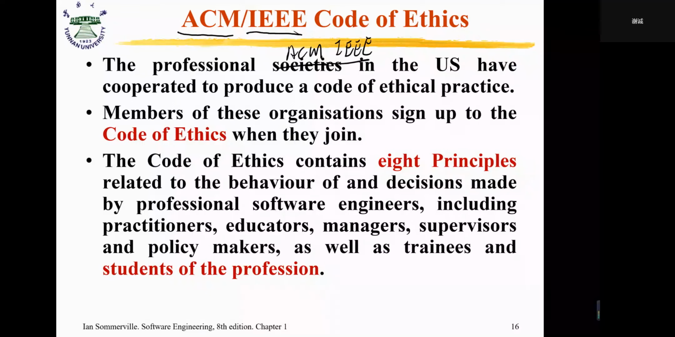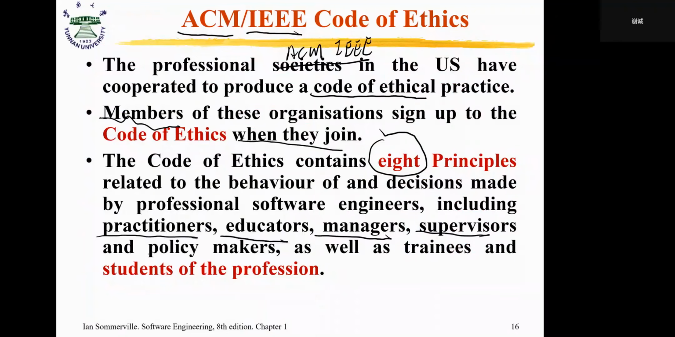Okay. So they cooperated to produce the so-called code of ethical practice. Members, like me, members of this organization sign up to the code of ethics when they join. And the code of ethics contains eight principles related to the behavior and decisions made by professional software engineers. This includes everyone: practitioners, educators, managers, supervisors, and policymakers, as well as trainees and students of the profession, like you.